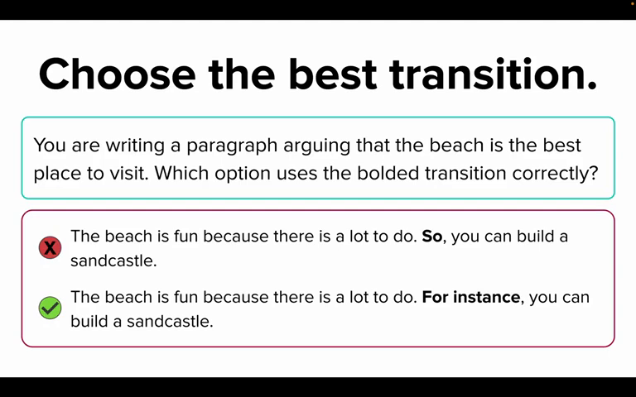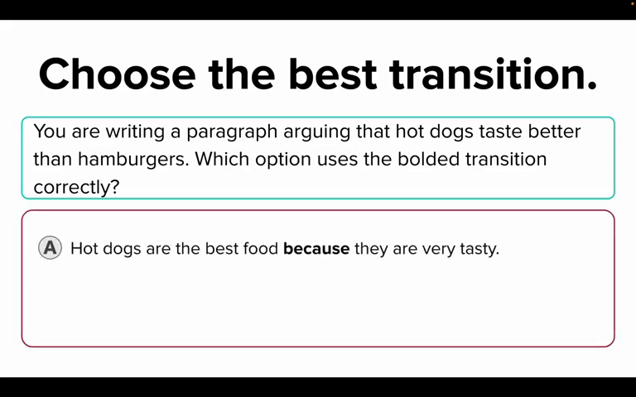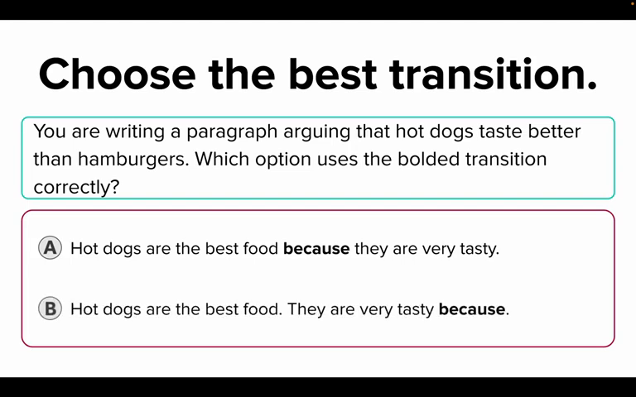Let's look at another example together. You are writing a paragraph arguing that hot dogs taste better than hamburgers. Which option uses the bolded transition correctly? A. Hot dogs are the best food because they are very tasty. B. Hot dogs are the best food. They are very tasty because.